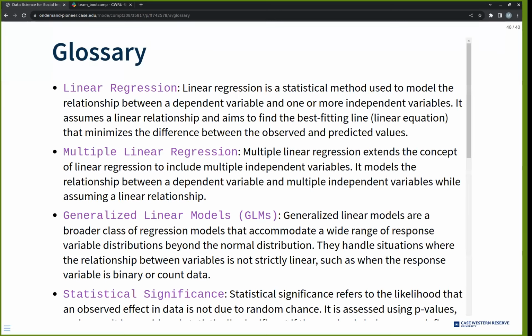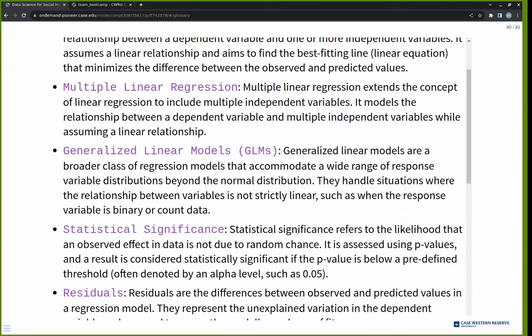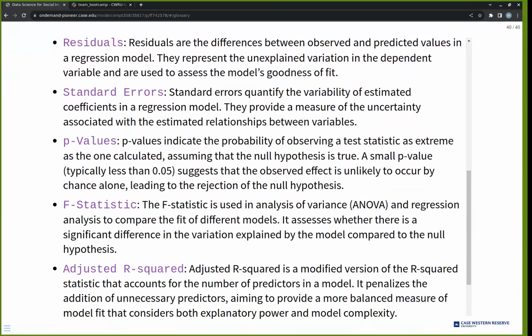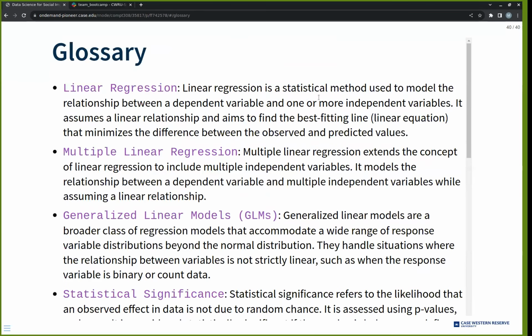So this is the glossary. If there are any terms that you didn't understand, or you need an explanation or short definition, you can go through this. And I think that is it.